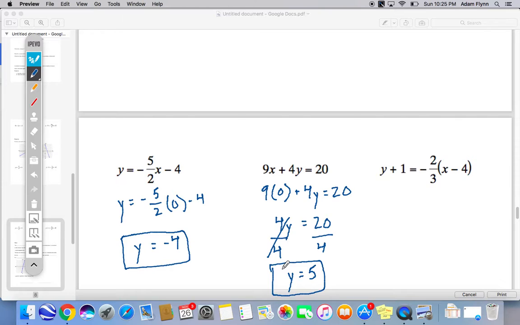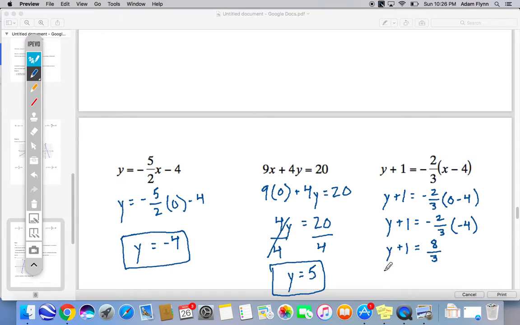Okay, last example, point-slope form equation. So, I'm not going to change my y at all, but I will change my x to a 0. So if I rewrite, I get y plus 1 equals negative 2 over 3 times negative 4. So on this side, I'm left with y plus 1, that doesn't change, and I have negative 2/3 times negative 4, which gives me positive 8 over 3.